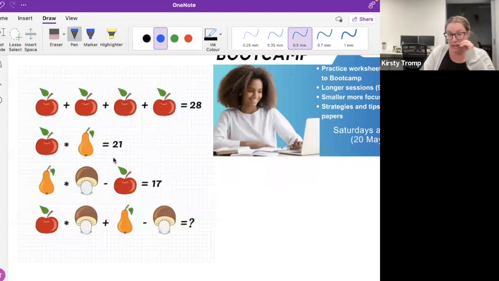Let's have a look at our challenge for today, our little brain break. So we have an apple plus an apple plus an apple plus an apple gives me 28. My goodness. So in other words, I've got 4 of the same thing, and 4 of the same thing equals 28. Anyone in the chat who wants to tell me what the apple is equal to? Who knows? Anyone worked it out? Who's got it? Write it in the chat for me. Tell me in the chat, what's the apple equal to?